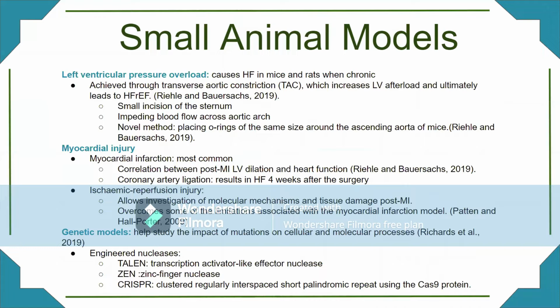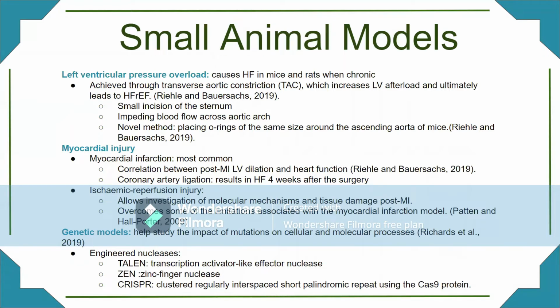This can be achieved through a few methods: a small incision of the proximal sternum, impeding blood flow across the aortic arch, or a novel method which includes the placement of O-rings of the same size around the ascending aorta of mice. Following measurement of peak flow velocity across the right and left carotid artery allows quantification of the pressure gradient. The consistency of the constriction is maintained by using a needle of fixed diameter alongside the aorta as a guide. The severity of the TAC depends on the tightness of the constriction.